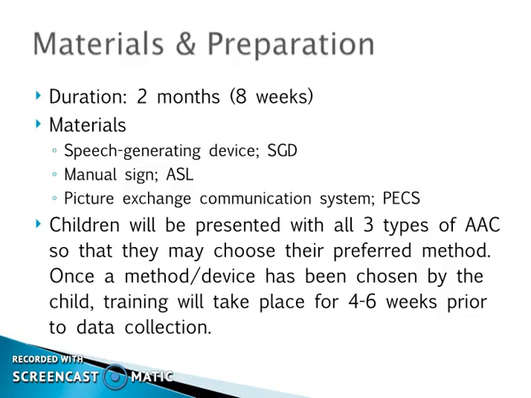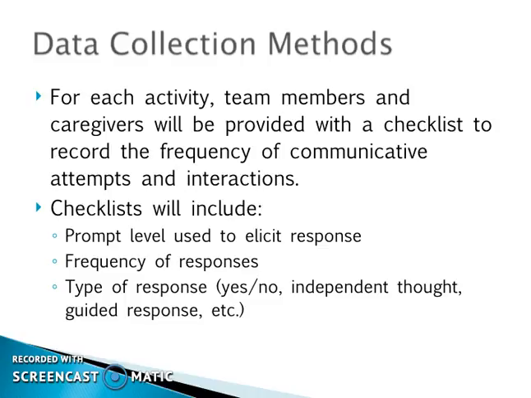Materials and preparation. So the duration would be 2 months, which is 8 weeks. Materials include speech generating device, manual sign, and a picture exchange communication system. Children will be presented with all 3 types of AAC, so they may choose their preferred method. Once the method or device has been chosen by the child, training will take place for 4 to 6 weeks prior to data collection.